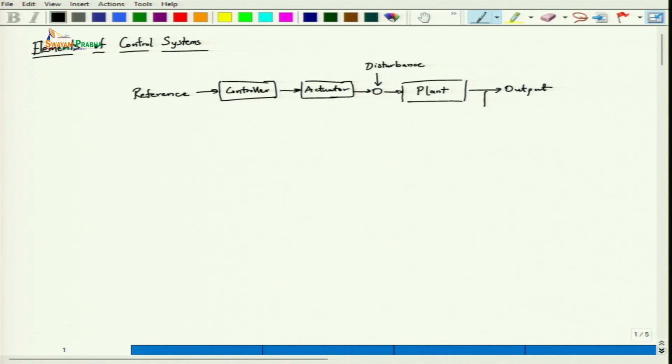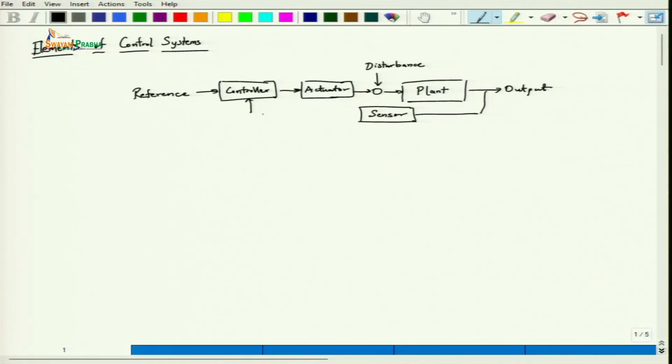And another important part is we have a sensor, such as for position measurements an encoder, or for temperature measurements thermocouples, and the output of this sensor is fed back to the controller, and the control input to the plant is modified, that is manipulated by the controller.